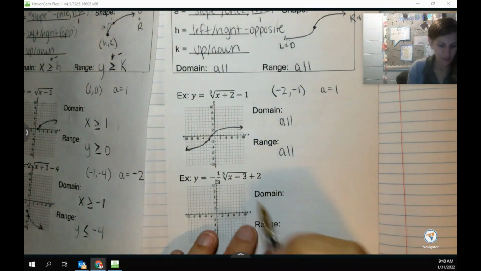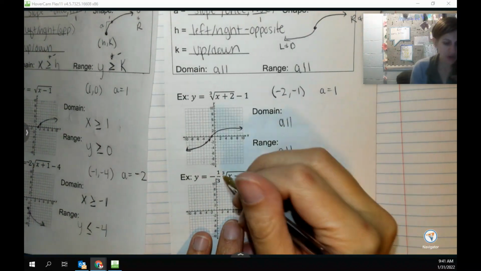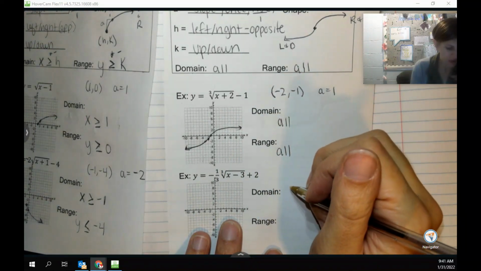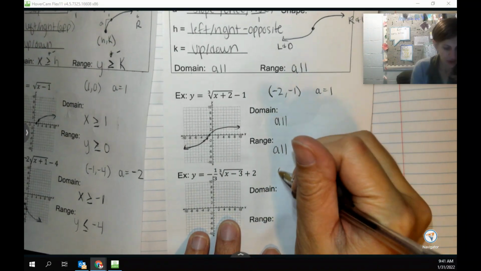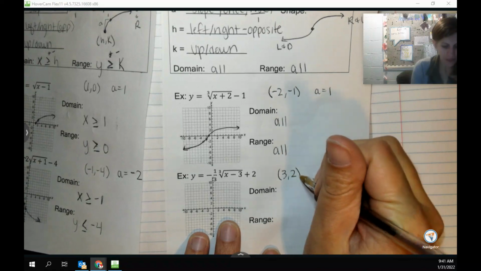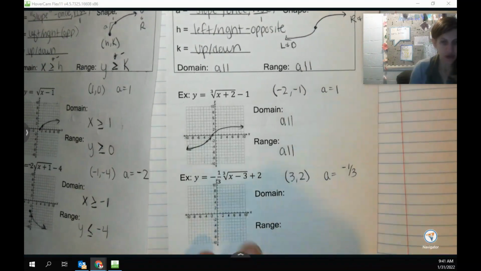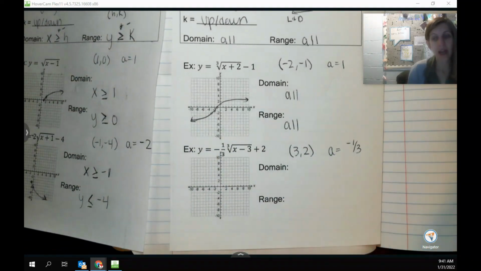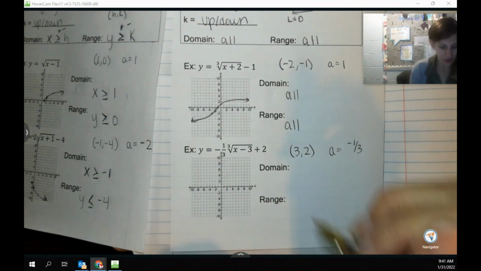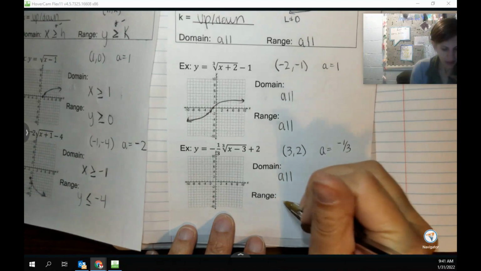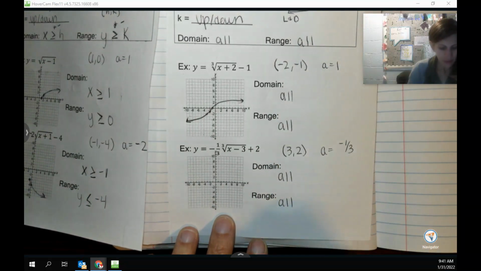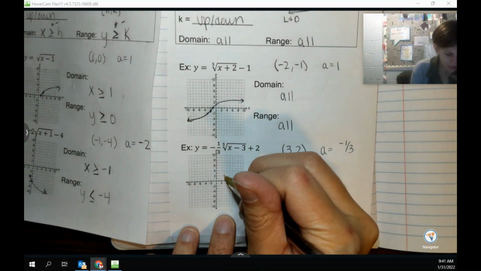Okay. I still have a cube root function, so we're still going to be an S-shaped thing. My starting point will be 3, 2. My slope is -1/3. I wish I would have made us not a 10 by 10 graph here. -1/3 is real small. Domain and range is all in all. So we're going to start at 3, 2.